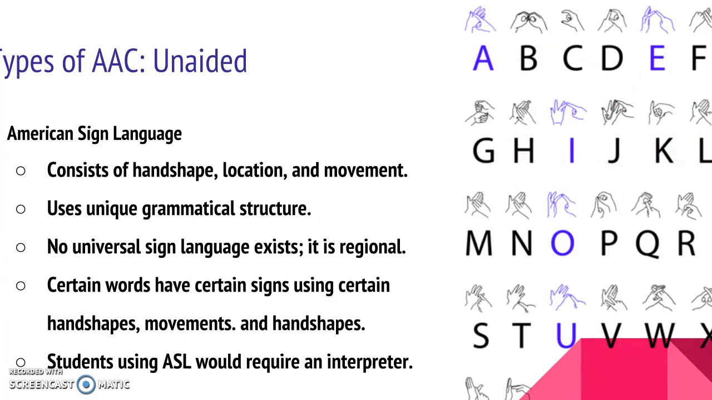The first type of AAC we'll talk about is an unaided version, which is ASL, or American Sign Language. This use of AAC consists of hand shapes, locations, and movements, and has its own unique grammatical structure to its language. No universal sign language exists. It depends on where you live and differs from region to region. Certain words will have certain signs and use the hand shapes and movements all together. Students using ASL in a classroom would require an interpreter.